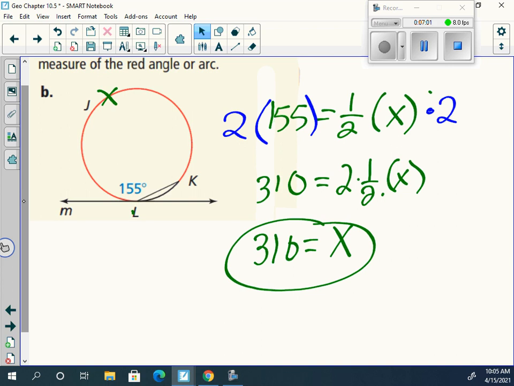Any questions on these here? Does that make more sense? So if we're going from the angle to the arc, it's getting bigger. If we're going from the arc to the angle, it's getting smaller. Any other questions on this here?